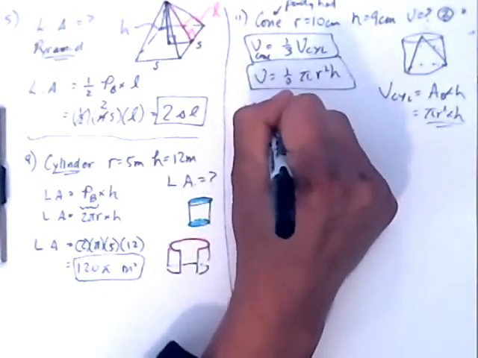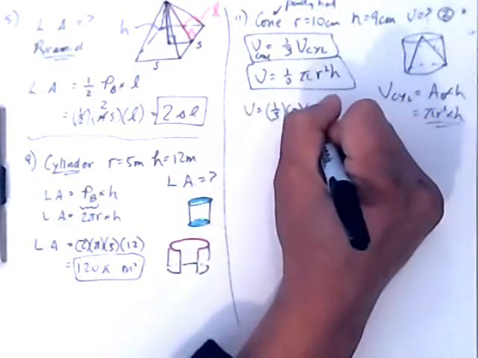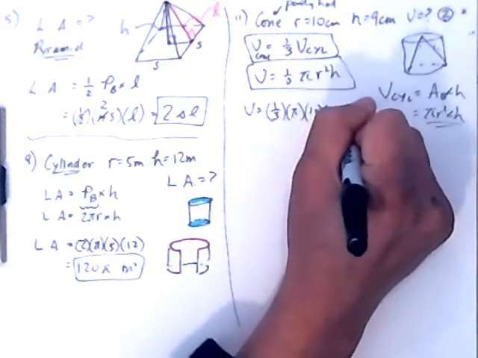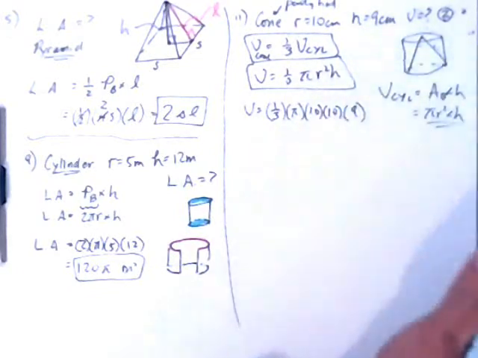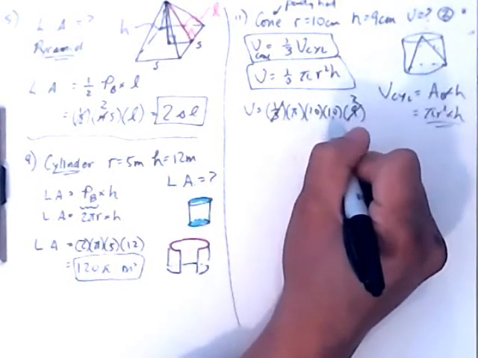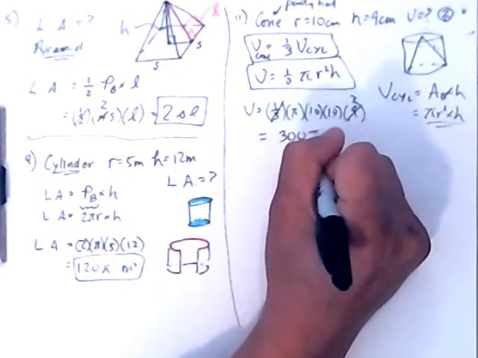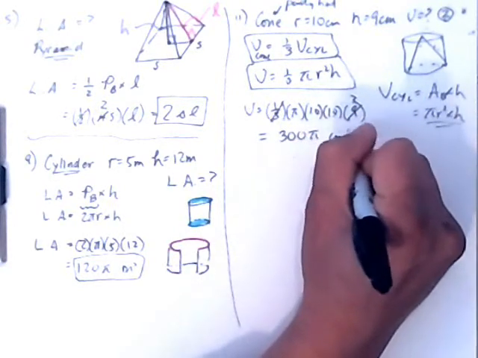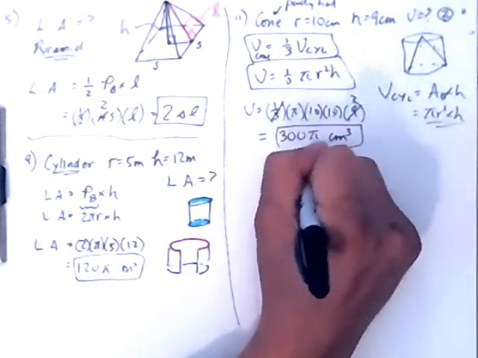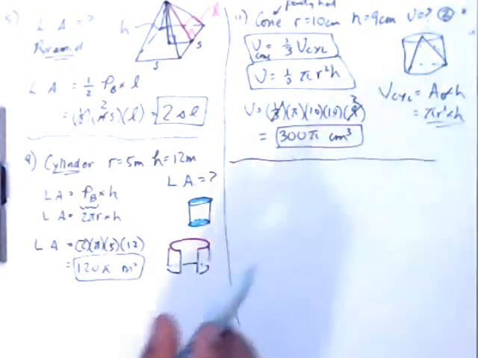So the volume is equal to 1/3 times pi times the radius, 10 times 10, times the height, 9. 1/3 of 9 is 3. 10 times 10 is 100, times 3 is 300. 300 pi cubic centimeters. Remember that volumes are in cubic centimeters. There you have it. Next problem.